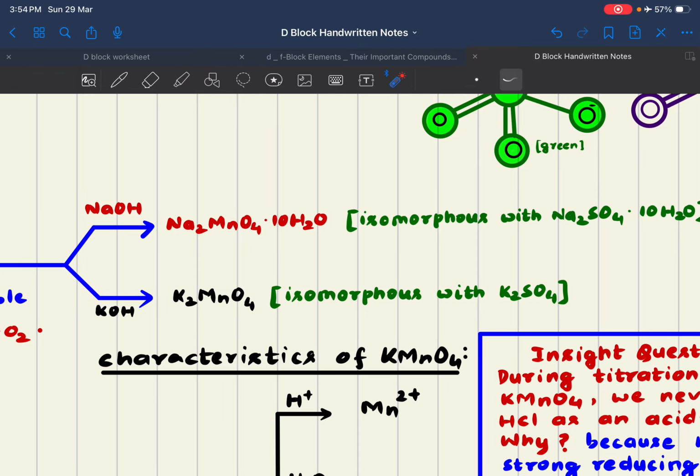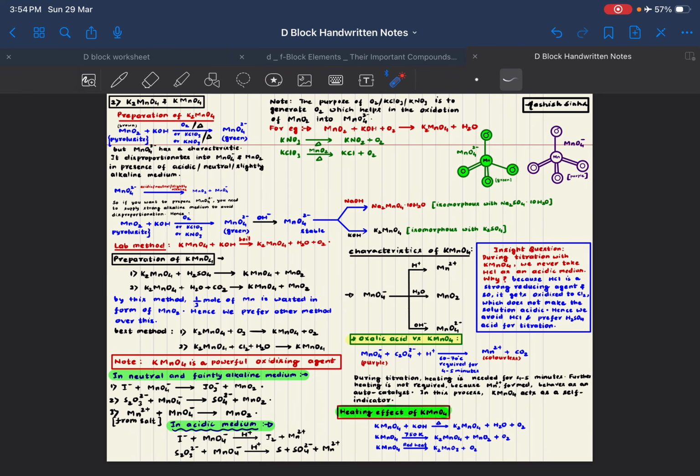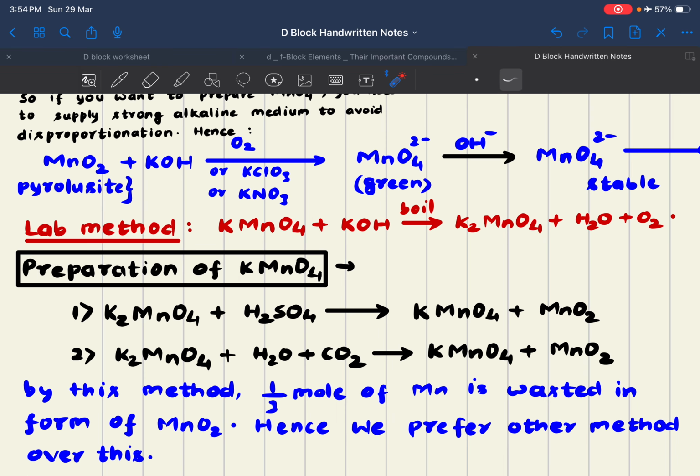I hope, guys, the things are clear till this point, right? Now that means I have discussed till this part. This part is covered. Now, moving ahead, there is a lab method to prepare K2MnO4. You take potassium permanganate, treat with KOH, and boil, meaning heat it. Boil means around 70, 80, or 100 degrees Celsius approximately, and near 100 degrees Celsius you get potassium manganate, water, and oxygen.